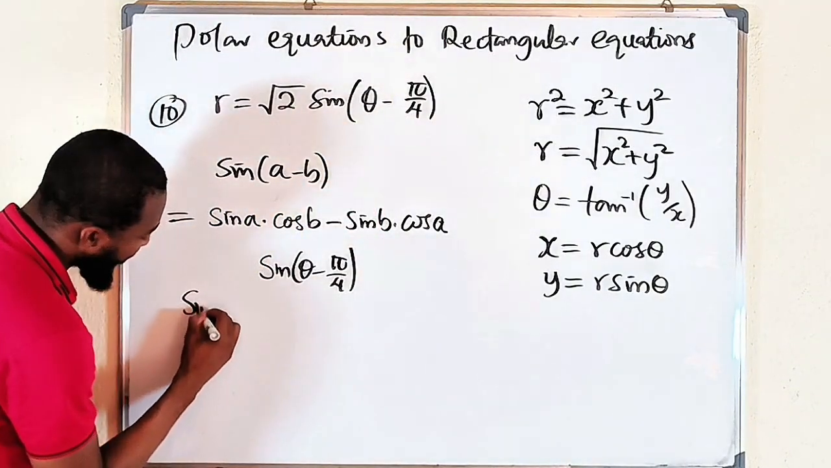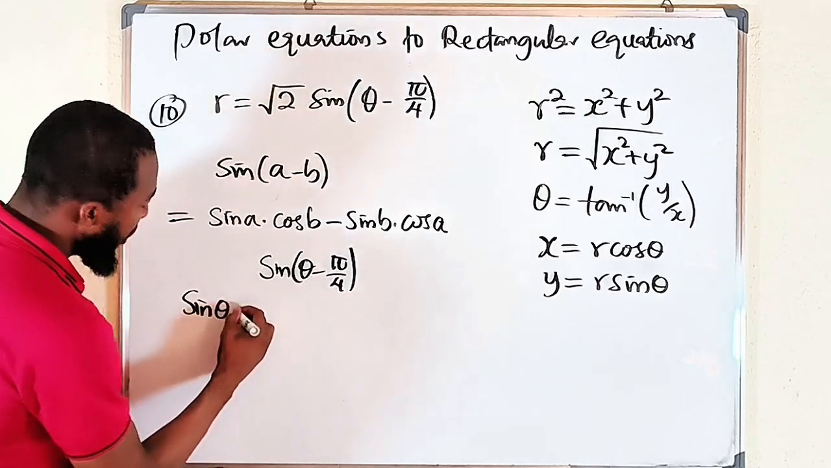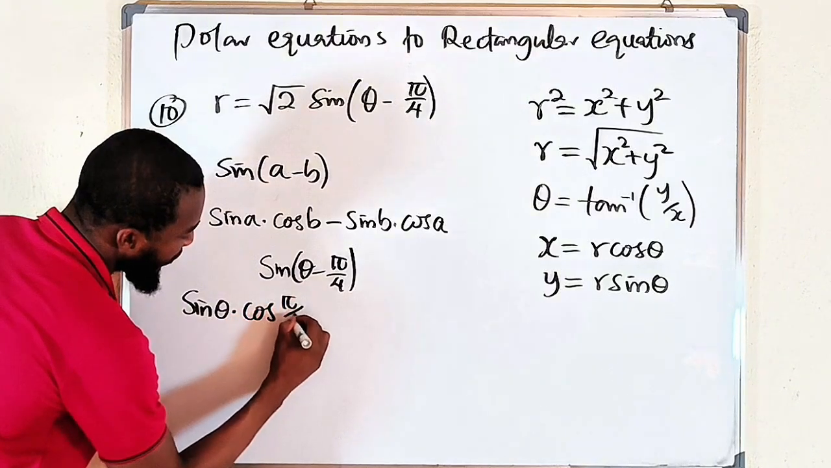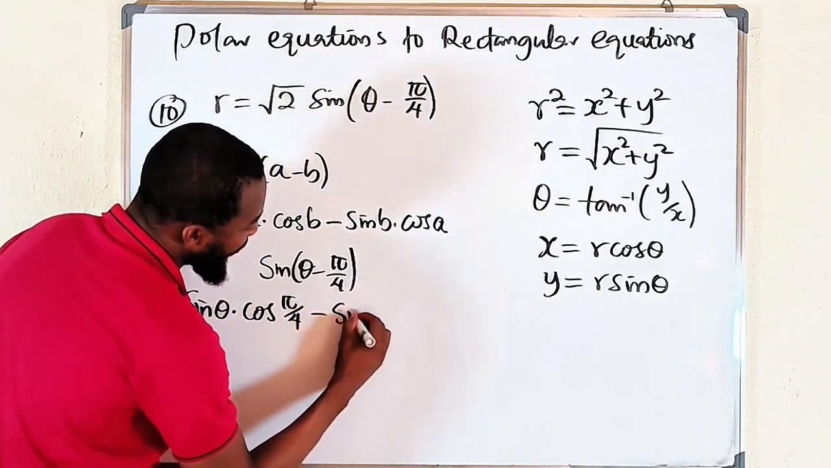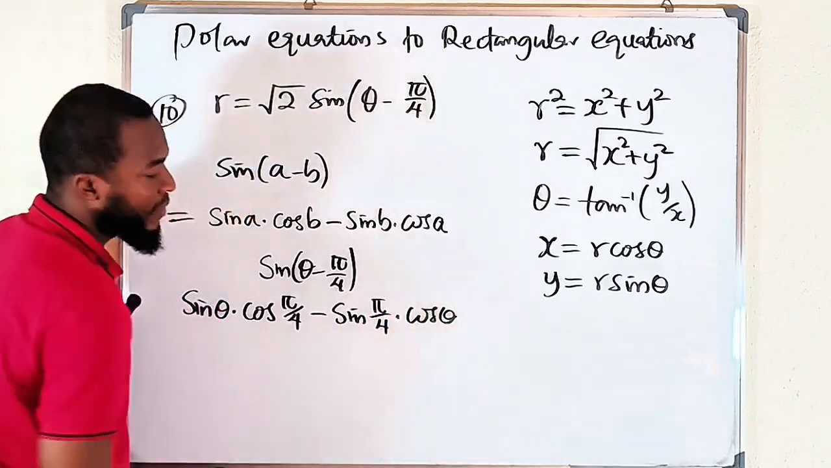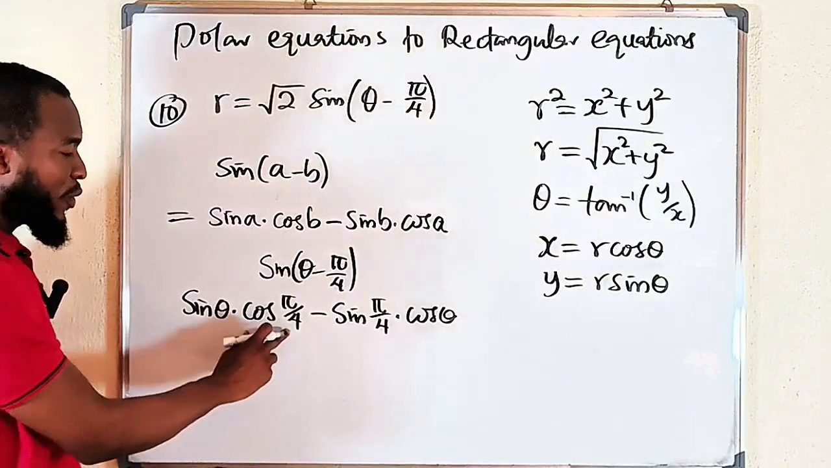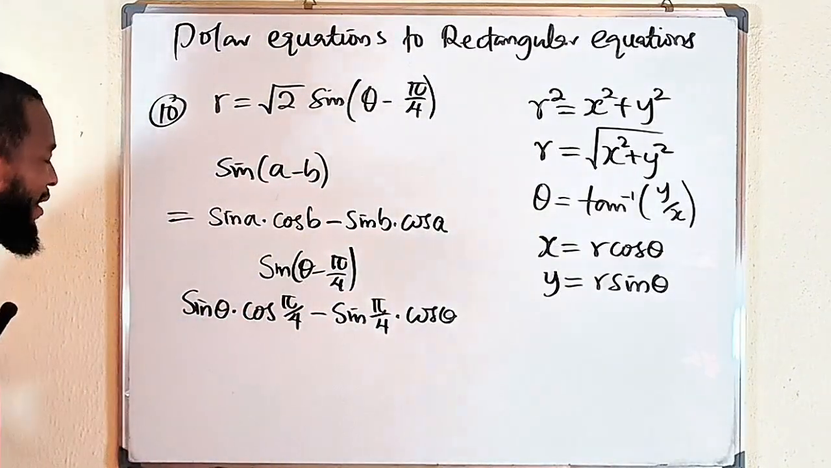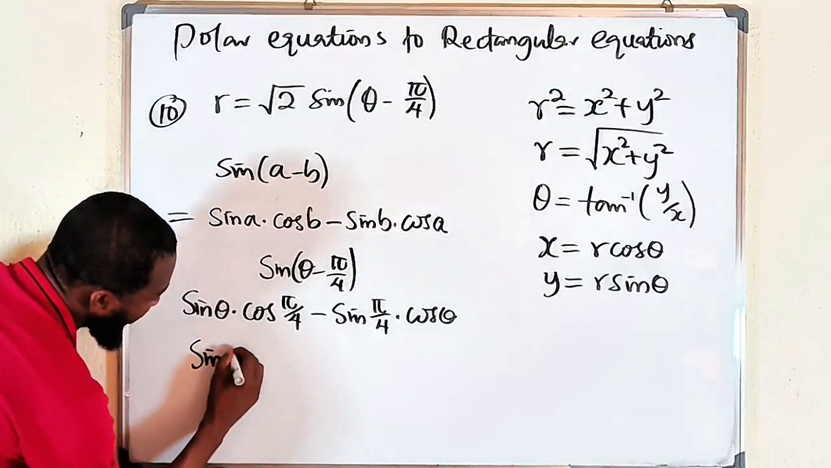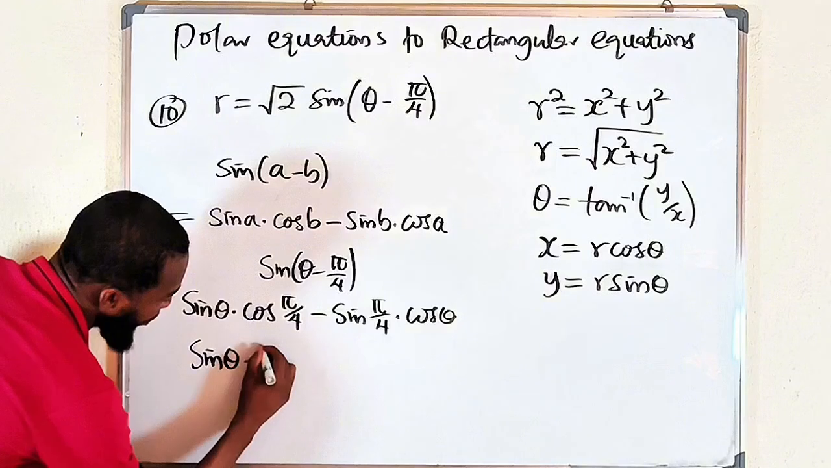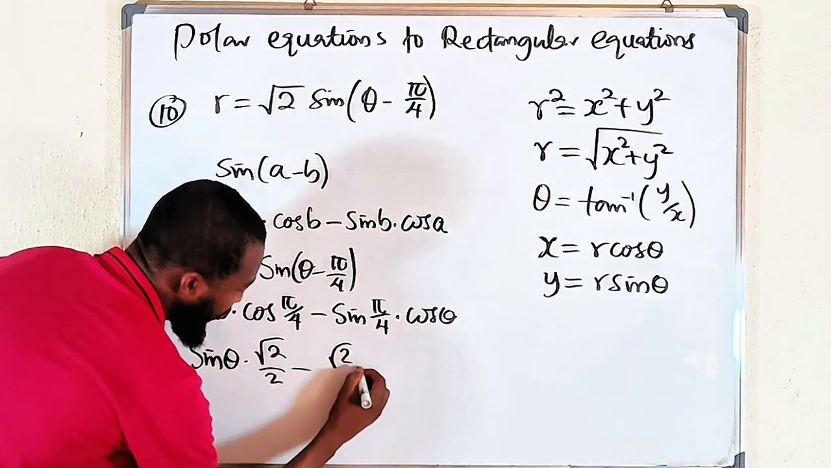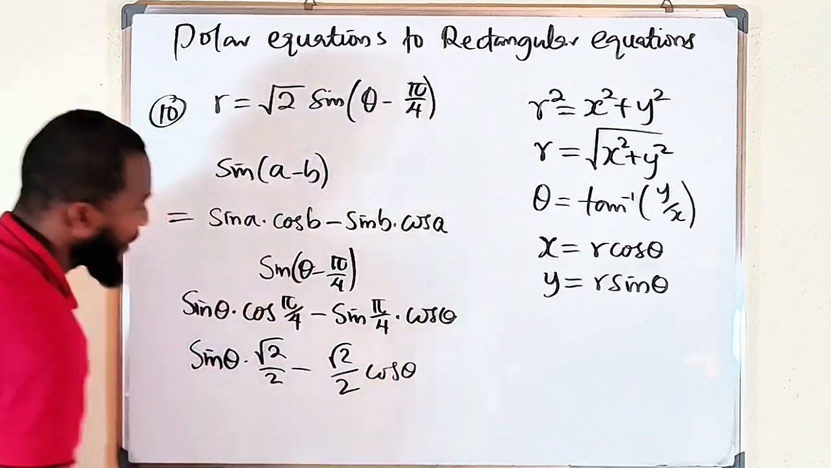It will be sine of the first angle, that is sine of theta, multiplied by cosine of the second angle, pi over 4, the minus sine of pi over 4, multiplied by cosine of theta. Yes, what is cosine? Both cosine and sine of pi over 4 are exactly the same, which are square root of 2 over 2. So this is sine of theta times square root of 2 over 2 minus the same thing, root 2 over 2 times cosine of theta.